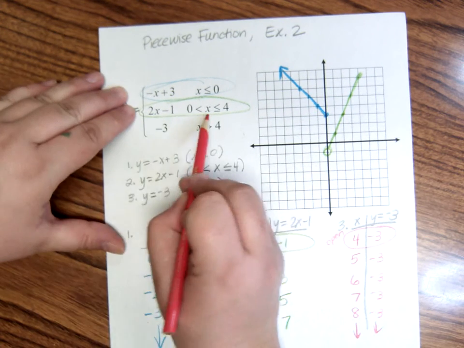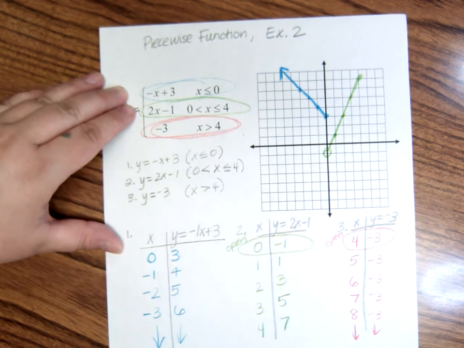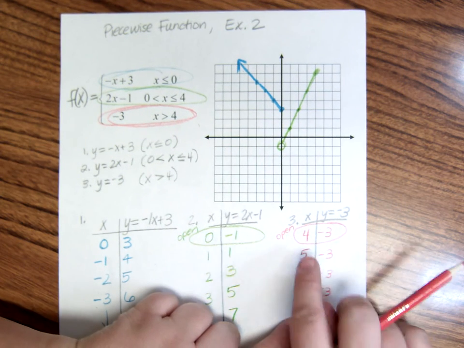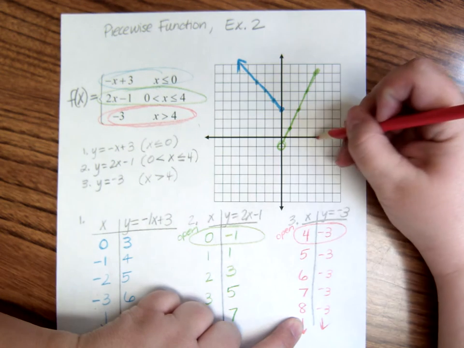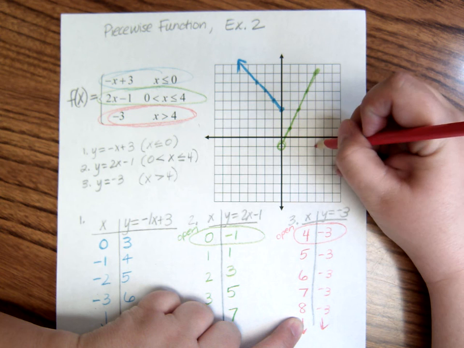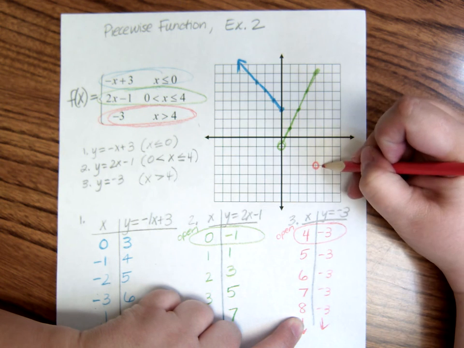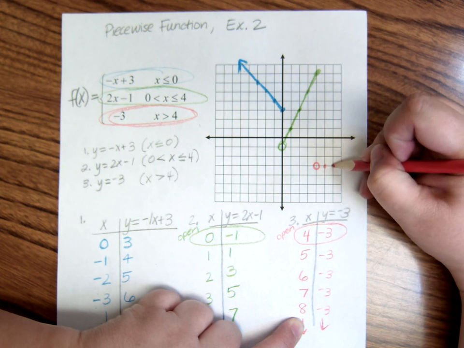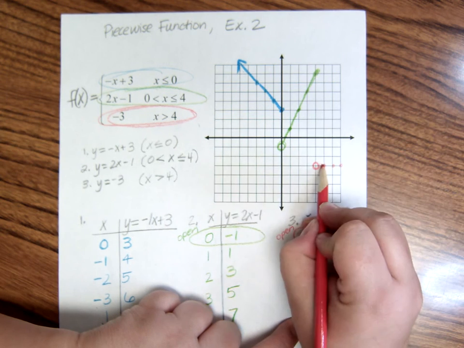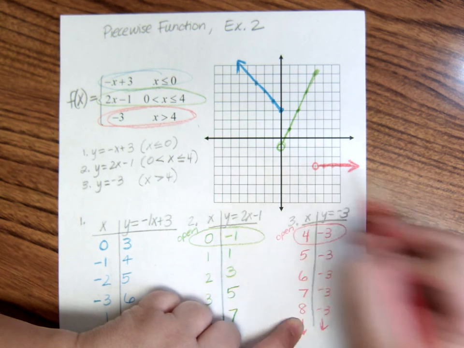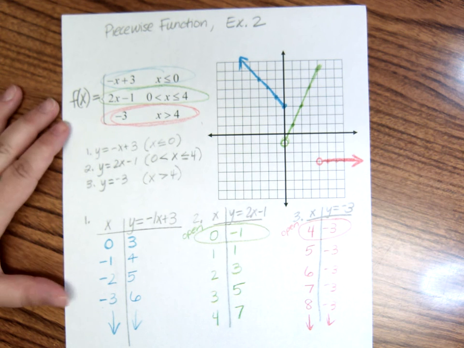Last piece, this one right here, goes with this table right over here, starts at open circle at 4, negative 3. 1, 2, 3, 4, 1, 2, 3. And then all the other y values are also negative 3, and it keeps going in this direction forever. So I put an arrow. And that is my piecewise function.